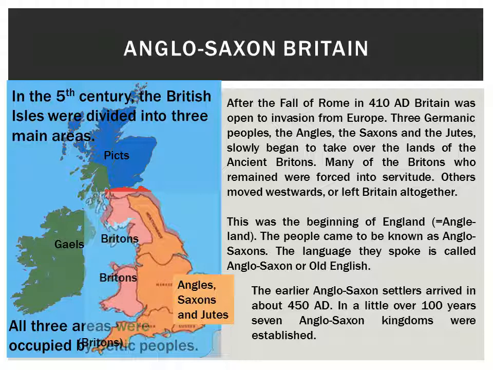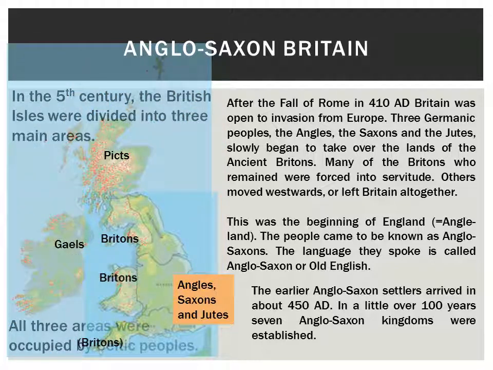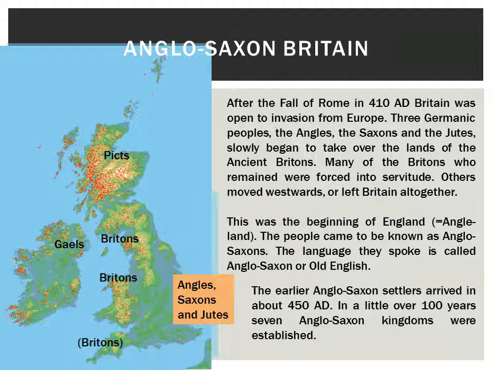The earlier Anglo-Saxon settlers had arrived about 450 AD. Well, it took about 100 years before seven distinct Anglo-Saxon kingdoms were established across England. You can see, if you look at the map of the distribution of people and the geography, that the Celtic people were pushed into the remoter and more mountainous areas, whereas the flatter, better farmland, and areas closer to Europe, came into the control of the Anglo-Saxon people. Basically the Angles, Saxons and Jutes got the best land, really.